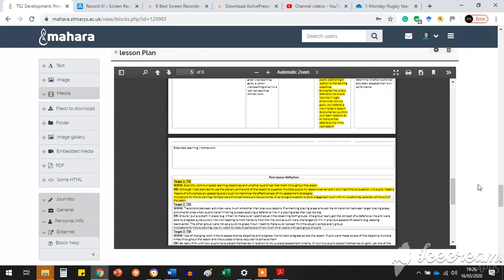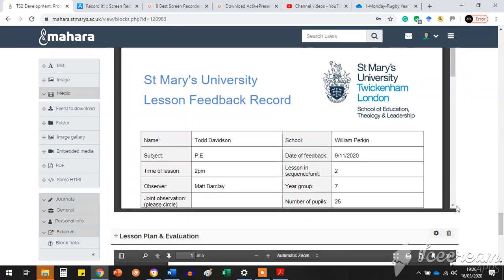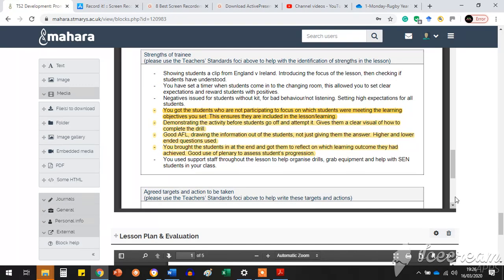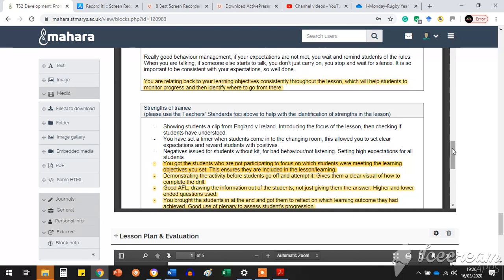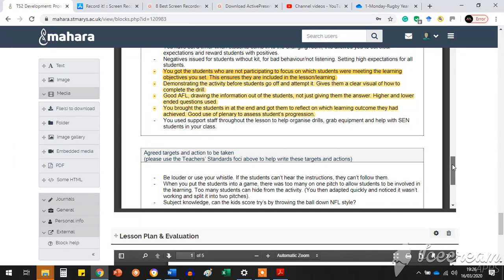And finally, I feel like this was reflected in my lesson feedback from the lesson, which my mentor noted that relating the lesson back to the lesson objectives helped students monitor their progress and identify what they needed to do to go from there.